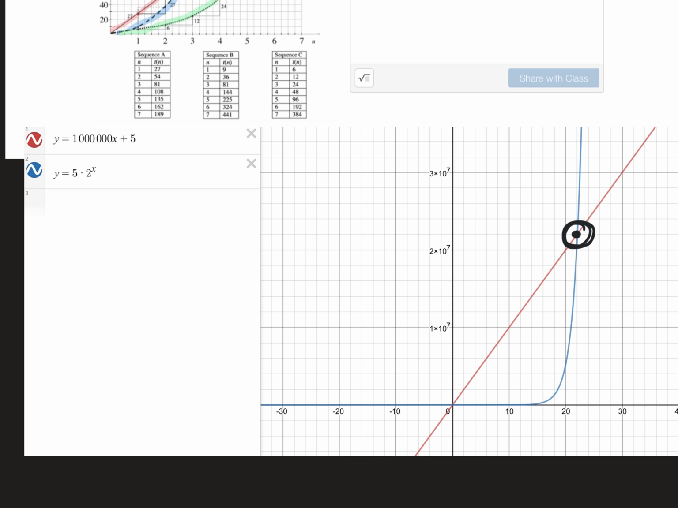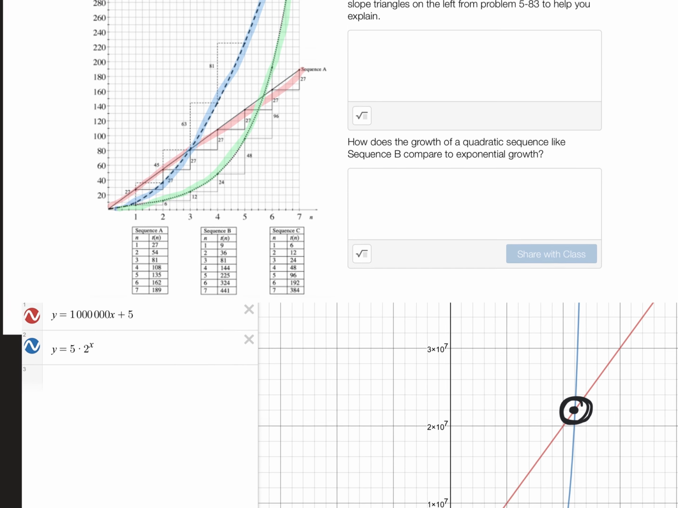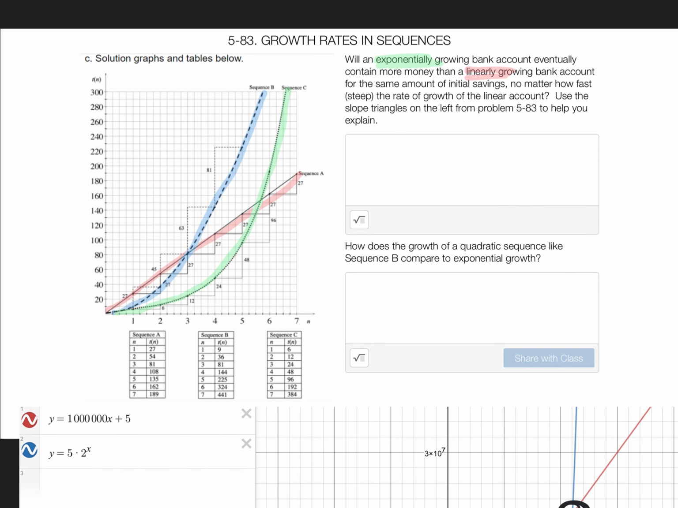Okay, so no matter what your rate is for a linear function, if you compare that to an exponential function, eventually that exponential function is going to overtake it. So when you have a choice, especially when you're talking about long-term investments, it is much better to think in terms of an exponential type of equation versus a linear type of growth. Okay, so that would be how we could answer that first question.